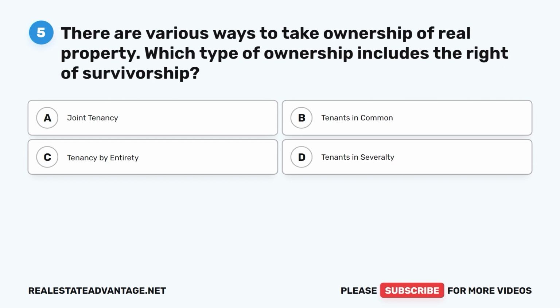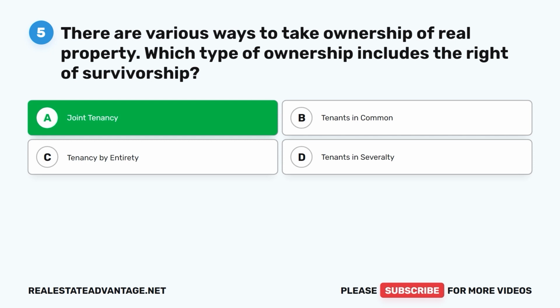Question 5. There are various ways to take ownership of real property. Which type of ownership includes the right of survivorship? A. Joint tenancy. B. Tenants in common. C. Tenancy by entirety. D. Tenants in severalty. The correct answer is A. Joint tenancy.